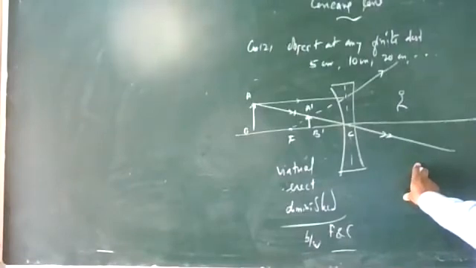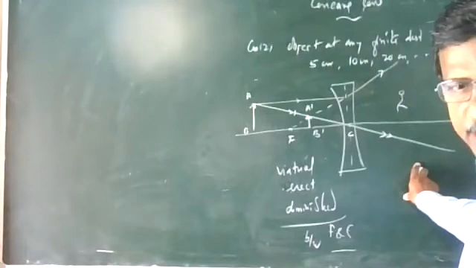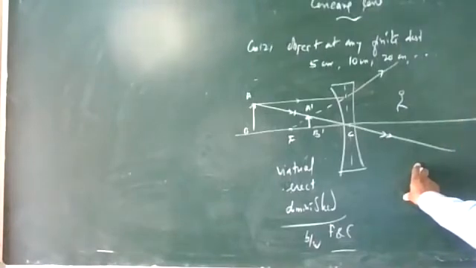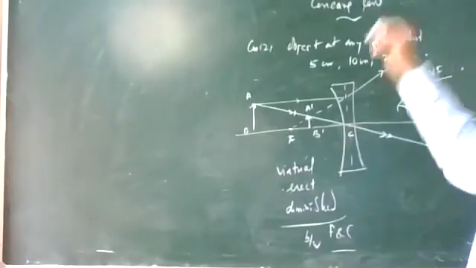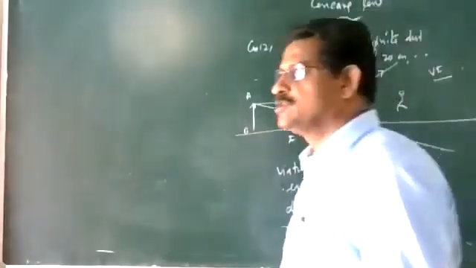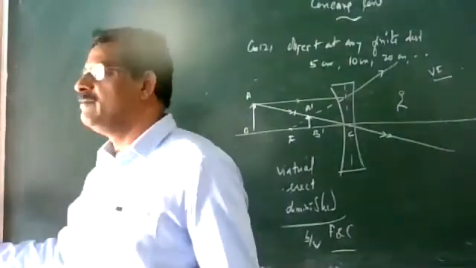You have to complete this diagram and copy it. Virtual image, erect image, diminished image, formed between F and C. Only one type of image. This is a virtual, diminished image.